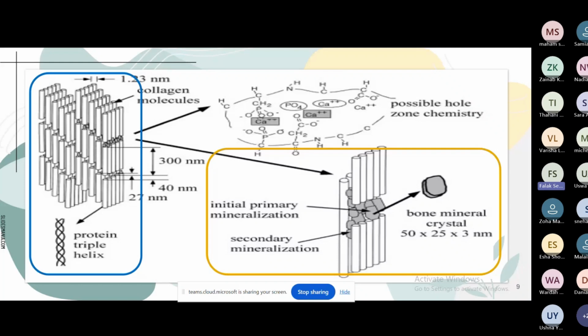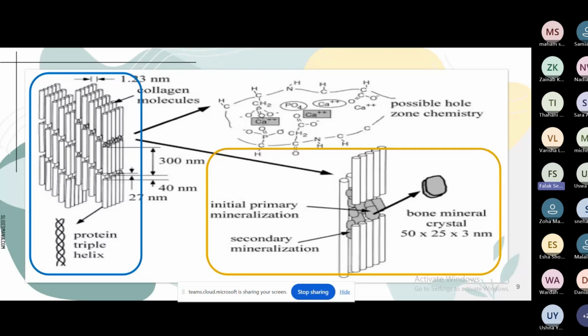In this picture, you can see the image that is enclosed by the blue border. You will find that they are the different collagen molecules. And in between collagen molecules, you will find small spaces or hole zones. These hole zones are actually responsible for the accumulation of the bone minerals inside or in between these collagen fibers. Okay, so this is the structure. Above you will find the structure of the hydroxyapatite crystals.